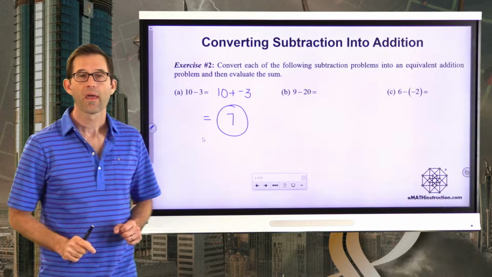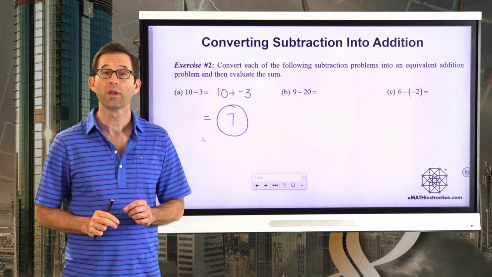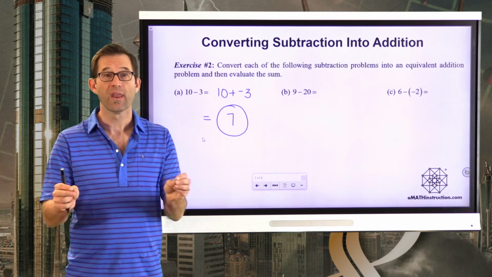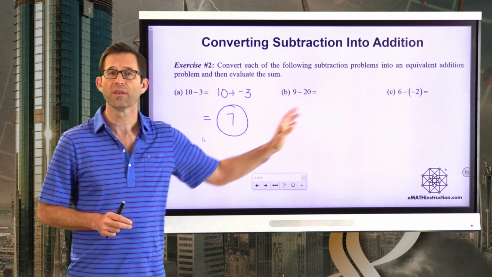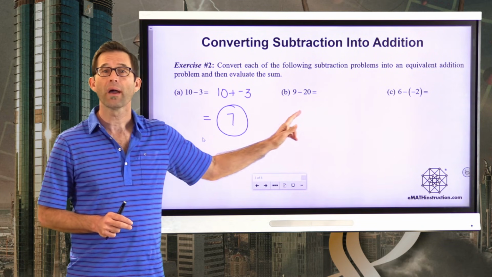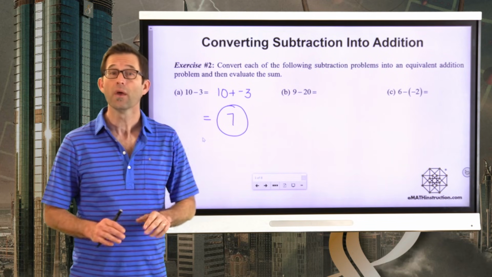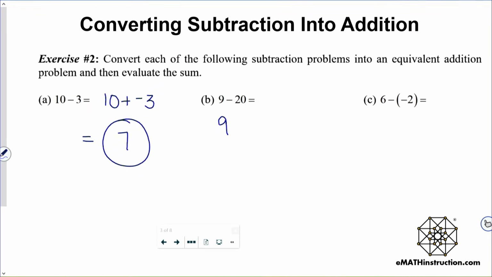All right? Every subtraction problem can be changed into an addition problem by simply adding the opposite, positive negative wise, of the number that we're trying to subtract, right? So let's talk about these two actually together. So 9 minus 20, right? Positive 9 minus positive 20 would give us exactly the same thing as if we had 9 plus -20, right? And that will be negative 11.